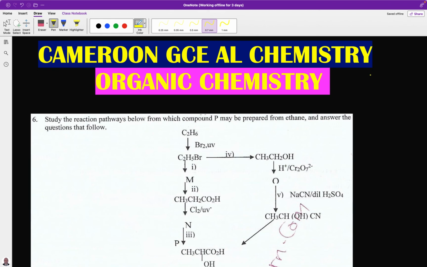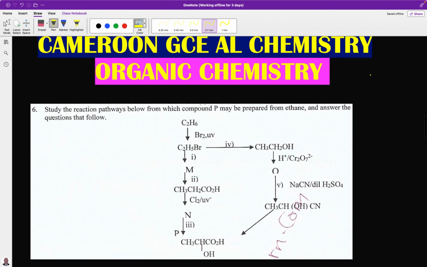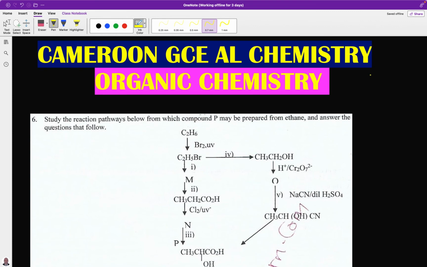Once again, we are continuing with answering paper 2 questions. We are starting with question number 6. It has to do with synthetic pathways. Now, the question reads: study the reaction pathways below from which compound P may be prepared from ethane, and answer the questions that follow.